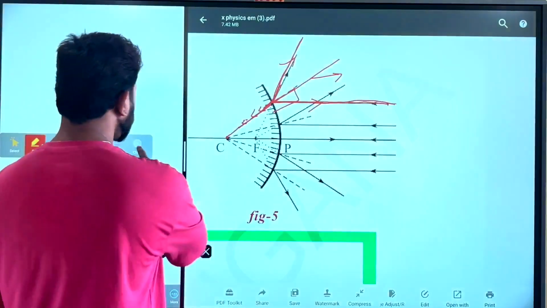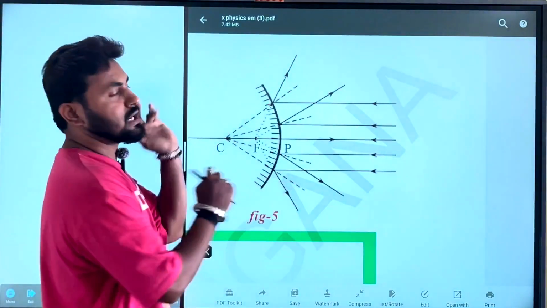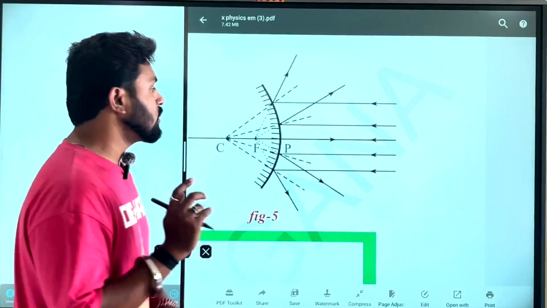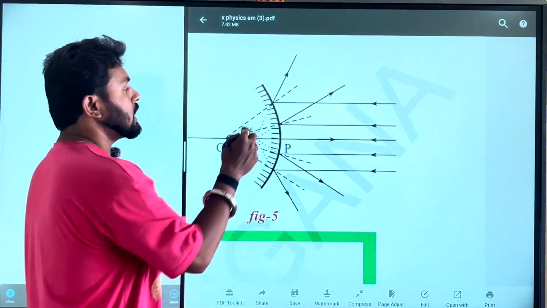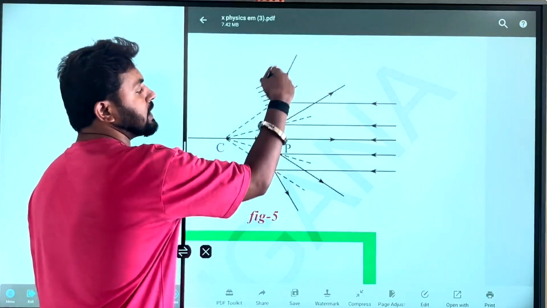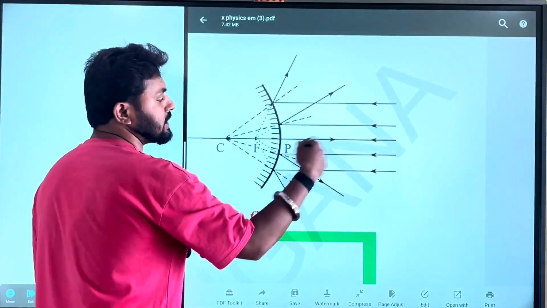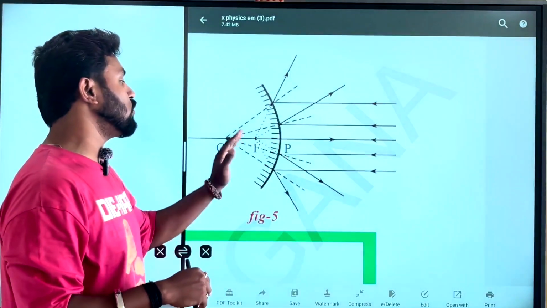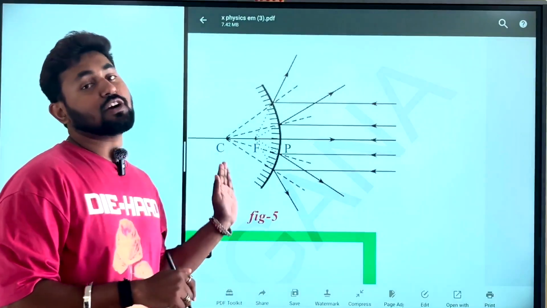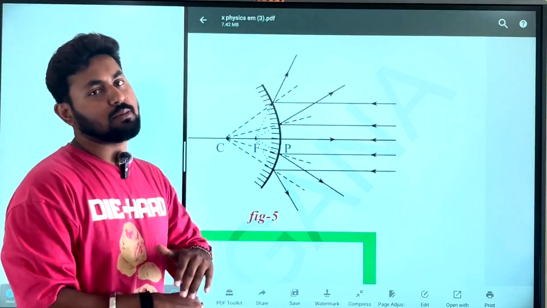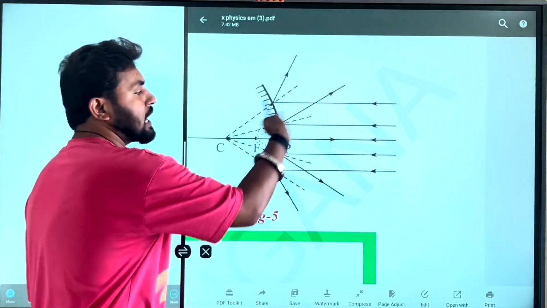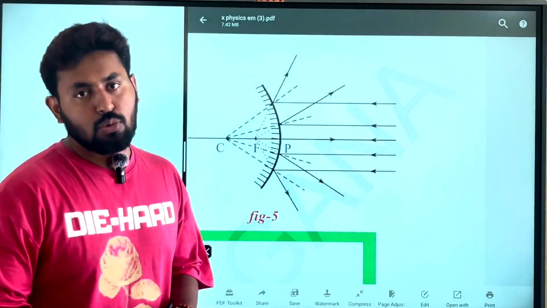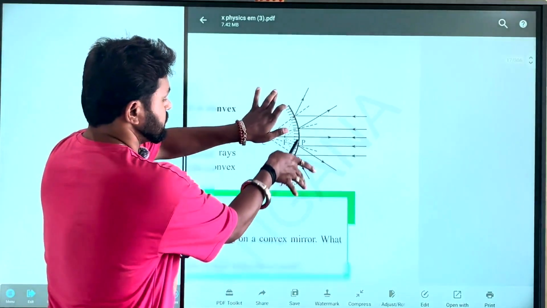Now this is a diagram for convex mirror, which is a diverging mirror. If you can see, all the rays are getting diverged. Now all the things remain the same. Principal axis and pole remain the same, focus remains the same, center of curvature remains the same. Only the ray diagrams differ.